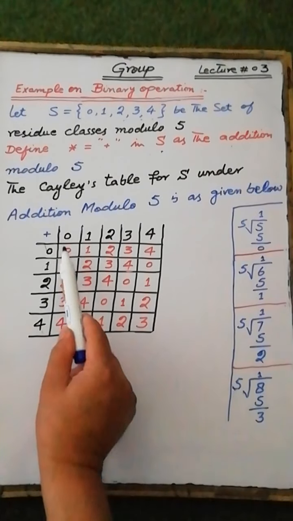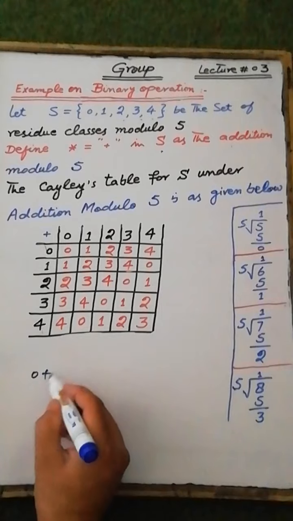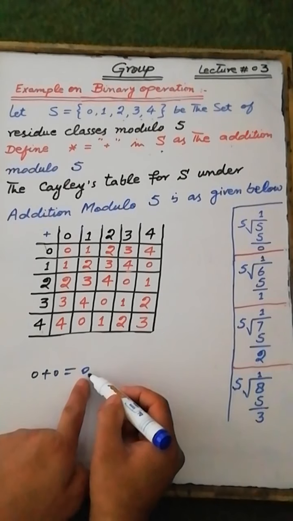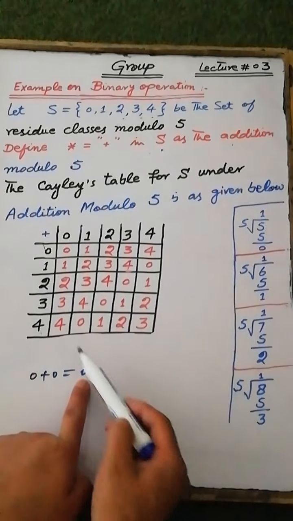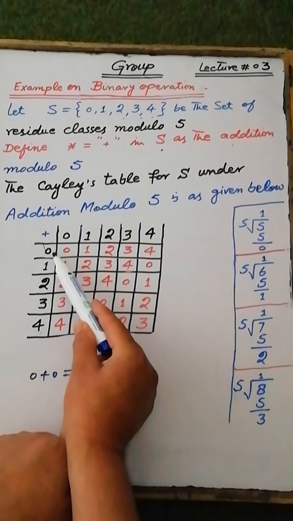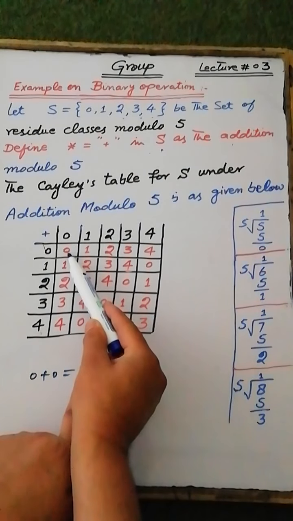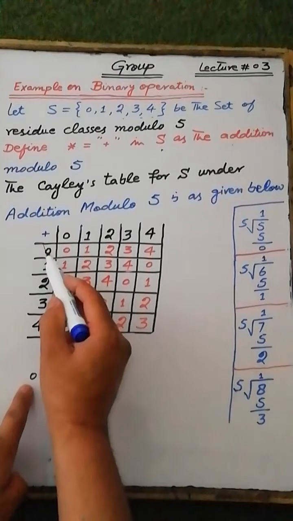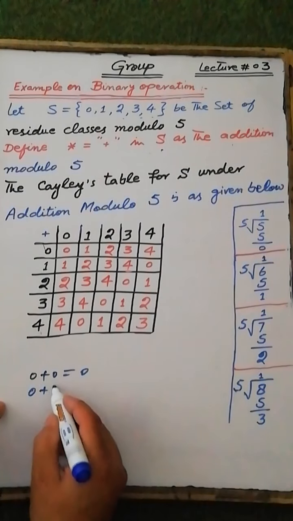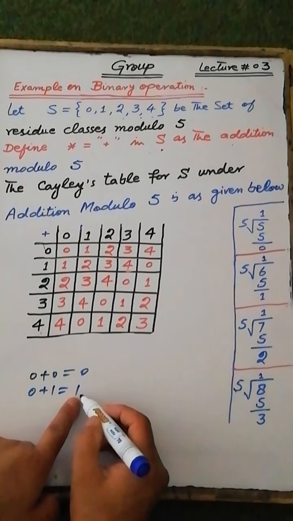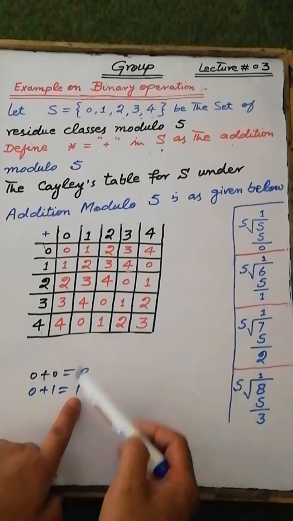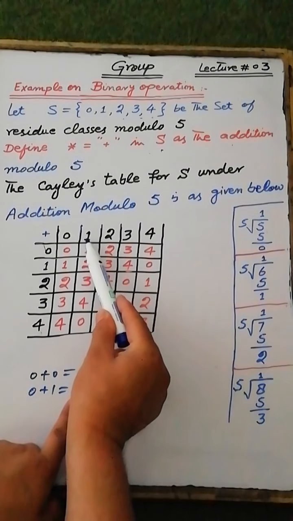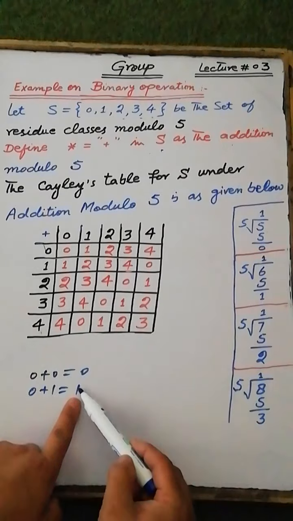0 plus 0 is equal to 0. This result is less than 5. Therefore, we write the result of the addition of 0 with 0, which is equal to 0. And add 0 with 1. 0 plus 1 is equal to 1, which is less than 5. Therefore, when we add 0 with 1, the result is equal to 1.